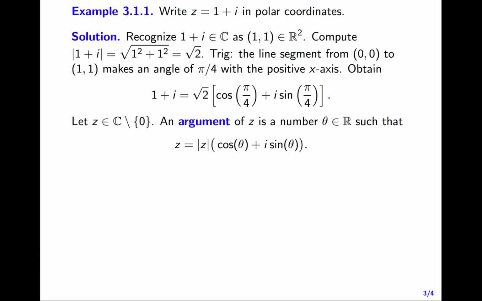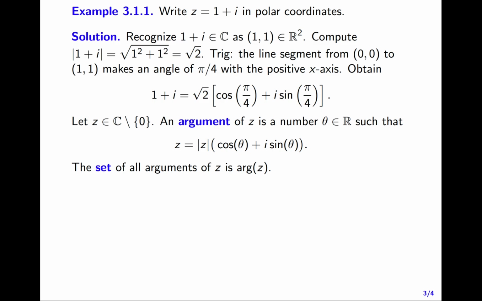So here's a new vocabulary word. If we have a non-zero complex number z, an argument of z is any real number theta such that we have the representation z equals the modulus of z times the sum cosine of theta plus i sine of theta. So the argument of z is just the angle for z from polar coordinates.